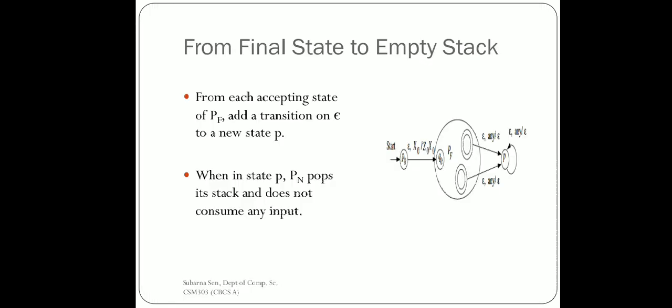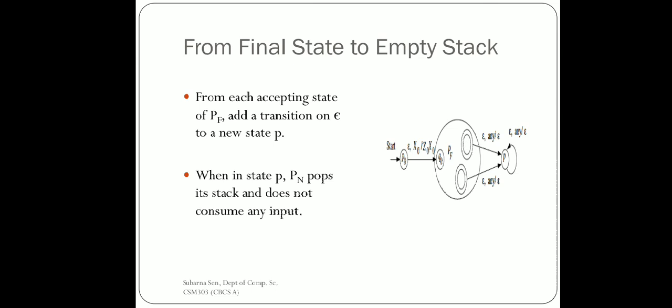So just look at the diagram. What we are doing here is that we have incorporated one state, namely P naught, and another state, namely P. Let us see what the usage of these two is. What this slide is saying is that from each accepting state of PF, that is, all the states which are final states, there can be more than one final state, so we are considering the set of final states as P of F. From each accepting or final state, we are adding a transition of epsilon to a new state P.